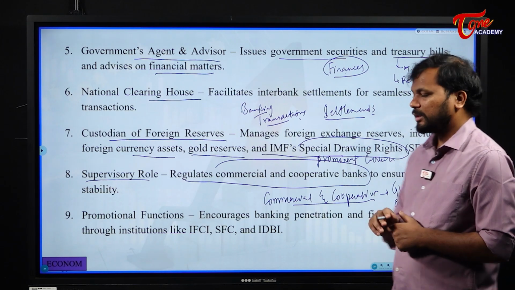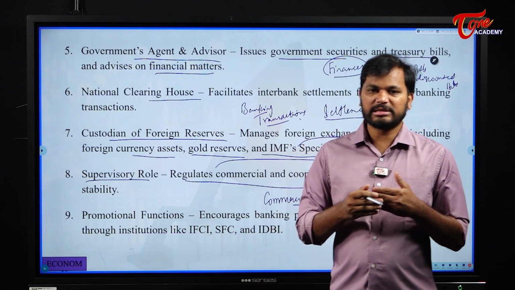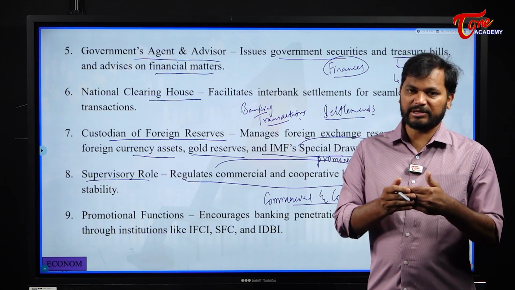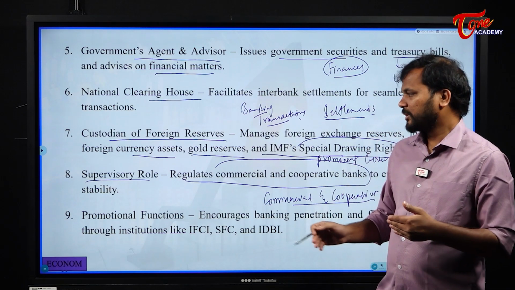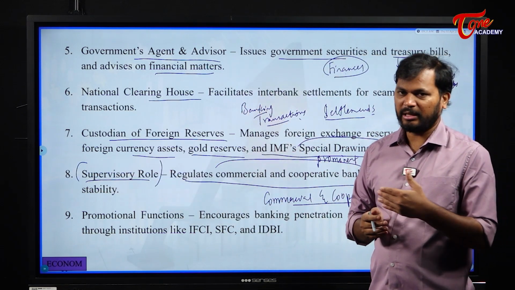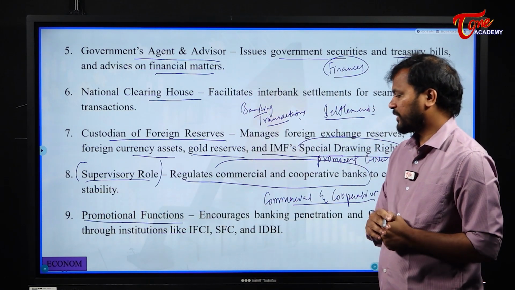Okay, because the majority of the financial stability of the country depends on how the cooperative and the commercial banks function. That is the reason because of which the supervisory role is played by the RBI with respect to this. Next, promotional functions.